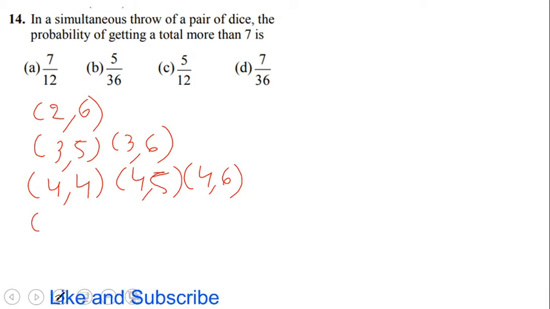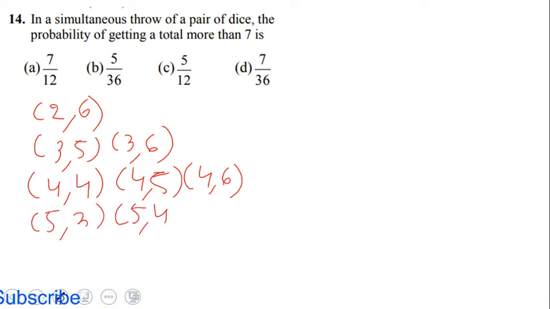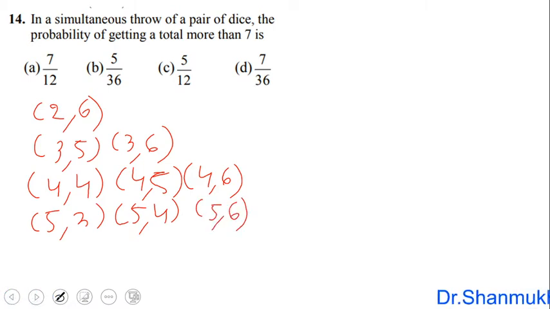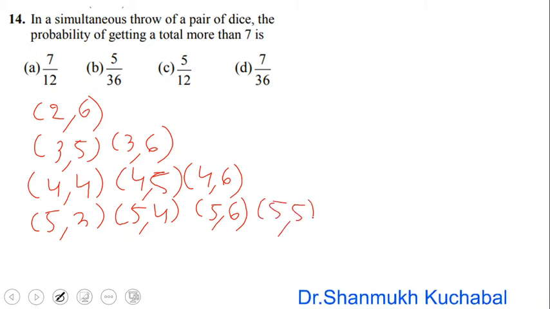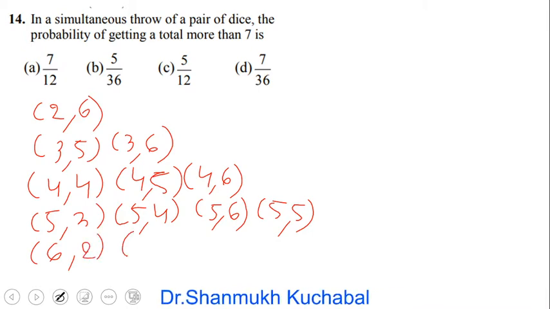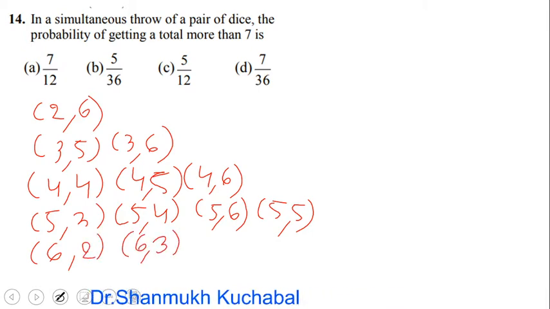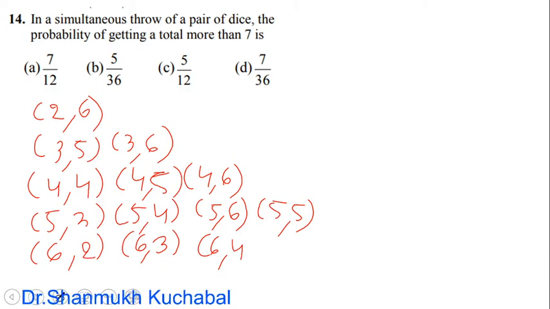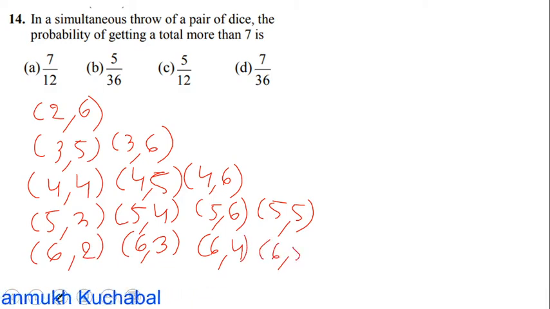Next, 5 3, 5 4, 5 6, and a 5 5 will be there. Next, 6 2, 6 3, 6 4, 6 5, 6 6.